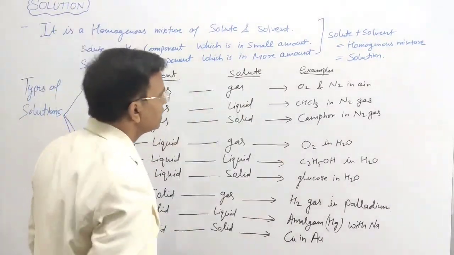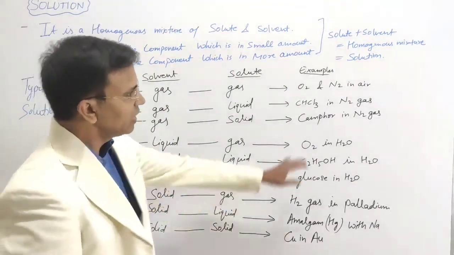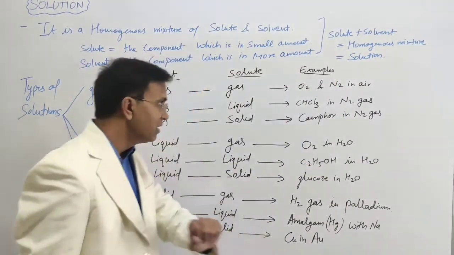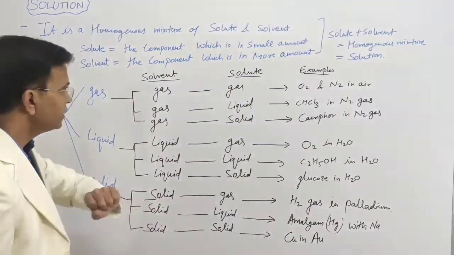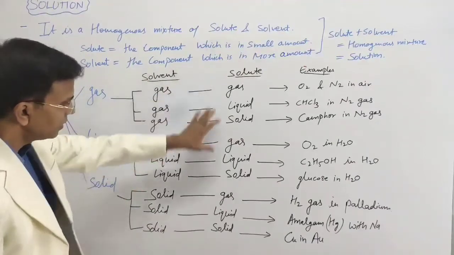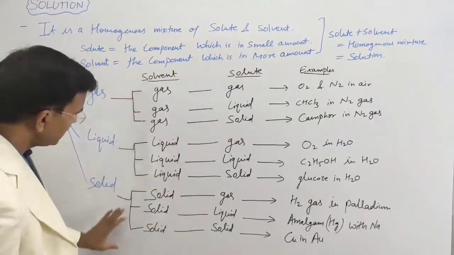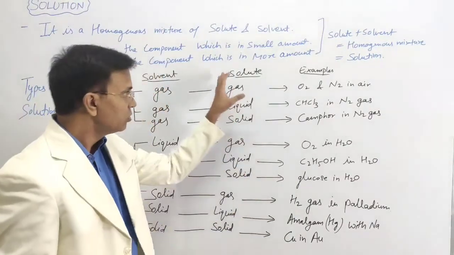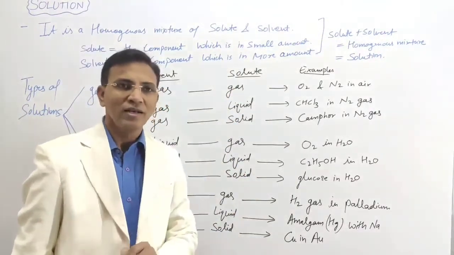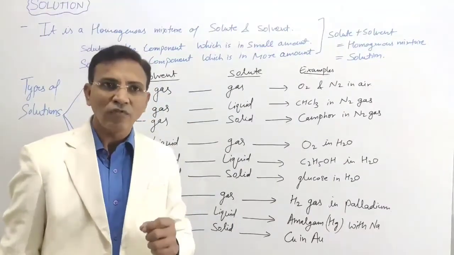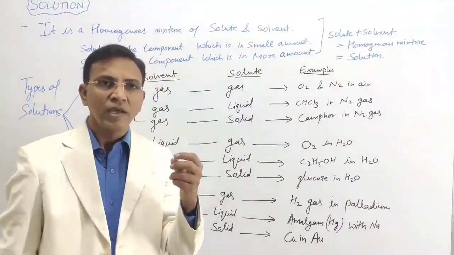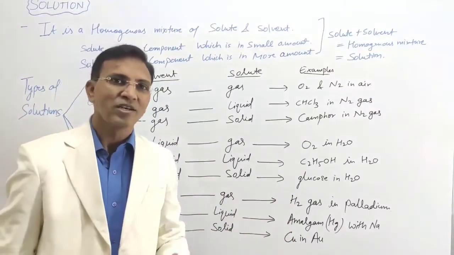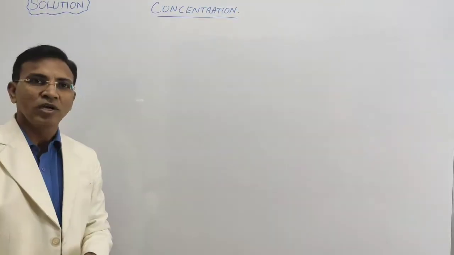So these are the types of solutions with the examples, and sometimes the question comes on the examples also, right? So see it clearly, observe the solute and the solvent phase. The solvent phase decides the phase of the solution, because the solvent is in major amount and the solute is in minor amount, right? Now next move to the types of concentration. In how many ways can we express the concentration term?